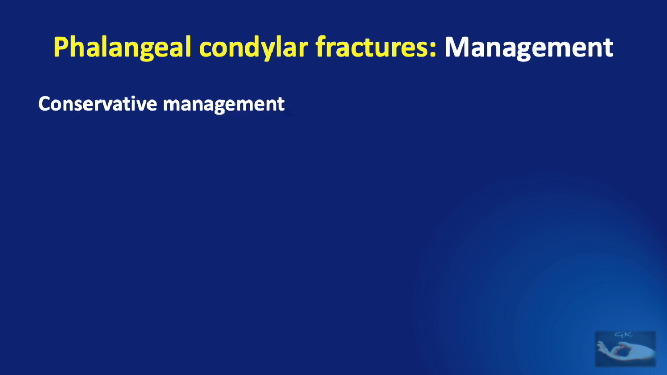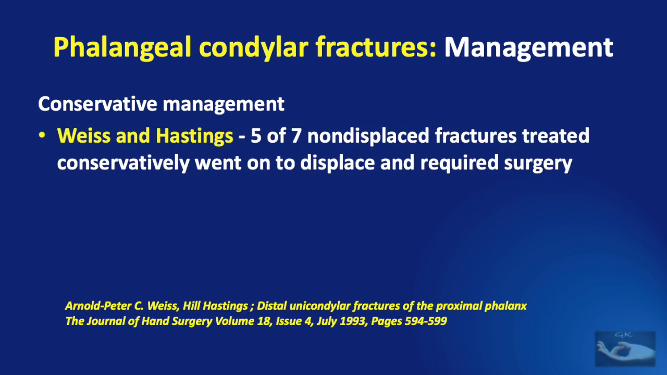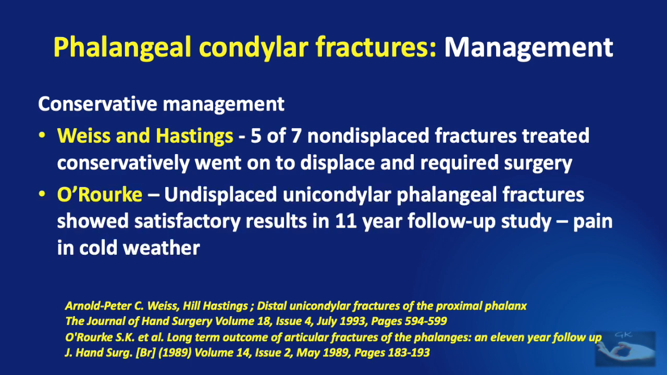Should we manage these fractures conservatively or with surgery? Conservative management consists of immobilizing the finger and the hand in a volar slab POP that keeps the metacarpophalangeal joints flexed and the interphalangeal joints completely extended. Weiss and Hastings in a study showed that 5 of 7 non-displaced fractures treated conservatively went on to displace and required surgery. But yet another study showed that undisplaced unicondylar phalangeal fractures showed satisfactory results in a 11-year follow-up, except for pain in cold weather.